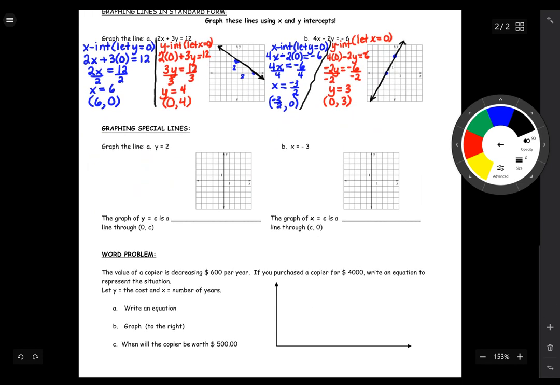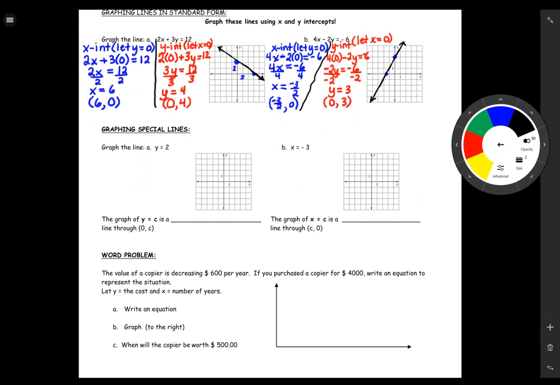Okay, our last lines that we're going to graph are special lines. And they only have one variable. They don't have both x and y like slope-intercept or standard form. So for special lines, you just make a table. That's the best way to do it. Don't try and take a shortcut. Just do a table because it makes sense.